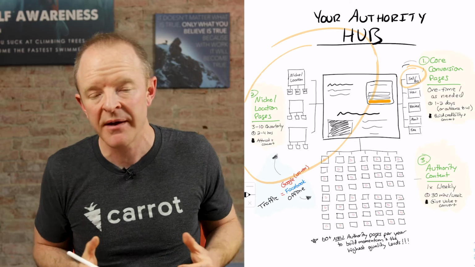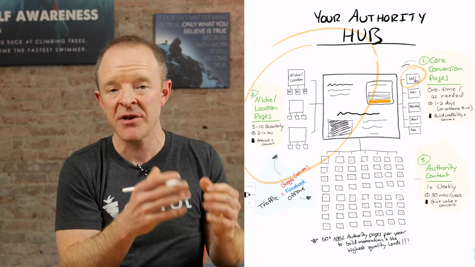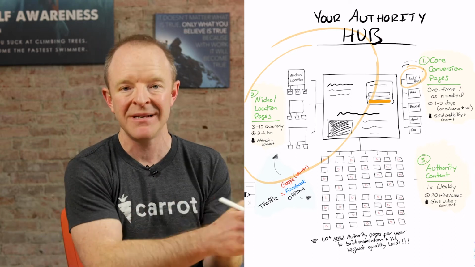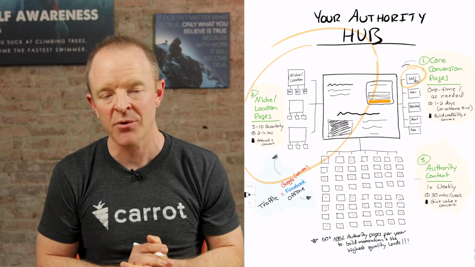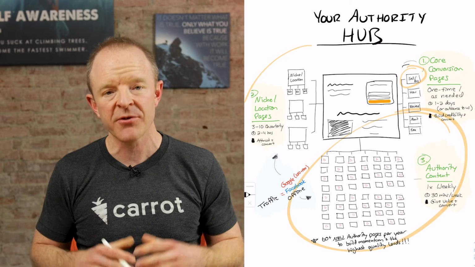You do these quarterly. Okay, do 3, 4, 5 of these every quarter, and you're going to stack them on top of each other, just like Zillow did to dominate Google. You can do the same thing and actually beat Zillow online when you do it the authority hub model we're teaching. The last part of it now is what we call the authority content.